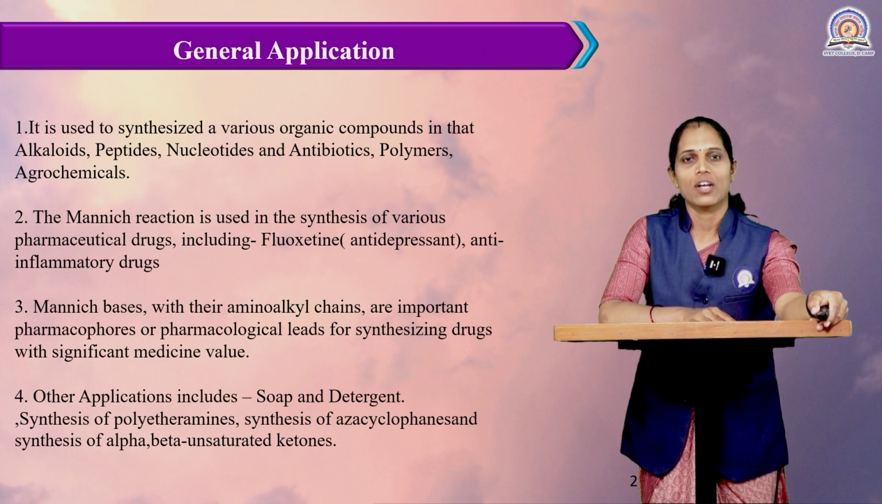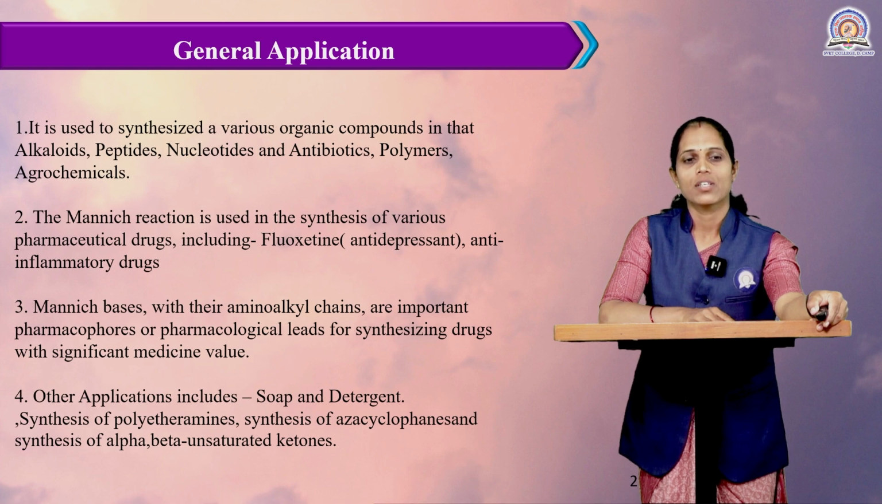Here are the general applications used in organic synthesis. This reaction is used to synthesize various organic compounds, including alkaloids, peptides, nucleotides, antibiotics, polymers and agrochemicals, meaning various natural products can be synthesized using the Mannich reaction. The second application is that the Mannich reaction is used to synthesize various pharmaceutical drugs including fluoxetine, an antidepressant, and anti-inflammatory drugs.